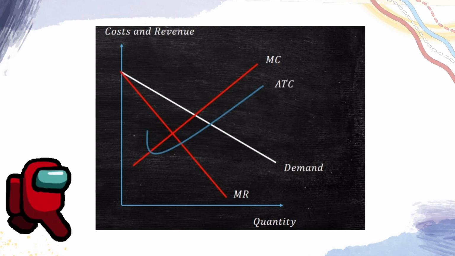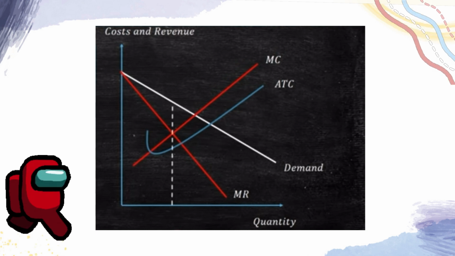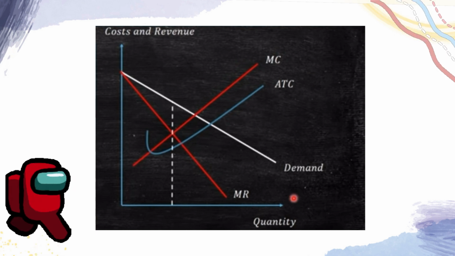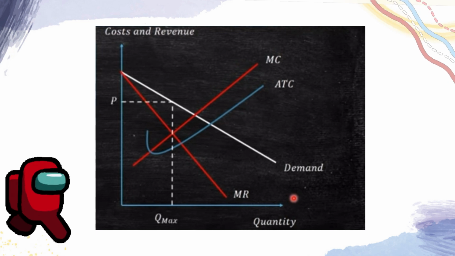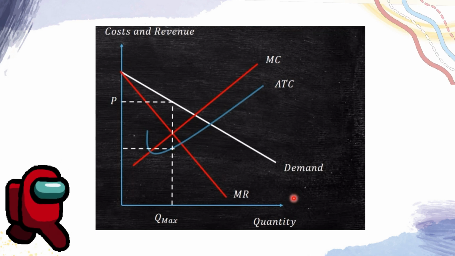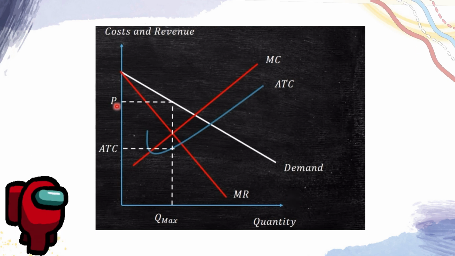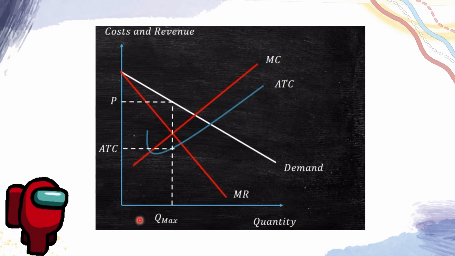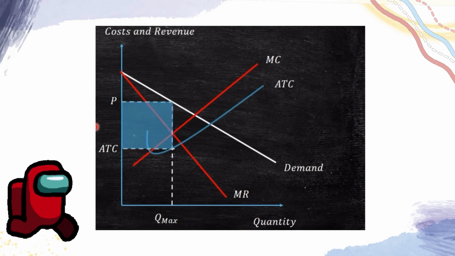So the question is, what quantity is the monopoly going to choose? The answer is, basically it's going to be the point where the marginal cost is exactly the same as marginal revenue. Then there's going to be the quantity max that maximizes the profit, and the price charged by the monopoly. Then here is going to be the average total cost. Price minus average total cost is the side, and it's going to be the quantity max. So this square is going to be the profit of the monopoly.